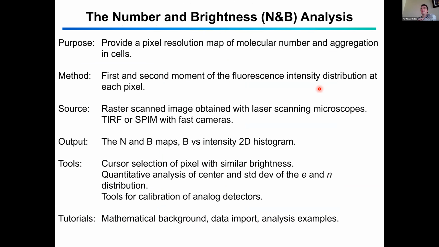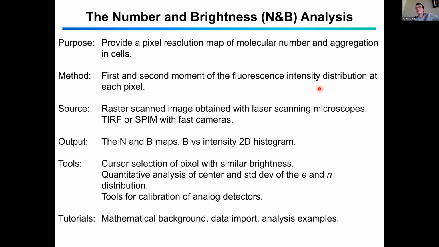So what is number and brightness? What is it trying to do? So the idea is to provide a pixel resolution map of the molecular number and aggregation or oligomerization state of molecules in cells. The method that is used is we look at the first and second moment of the fluorescence intensity distribution in each pixel.